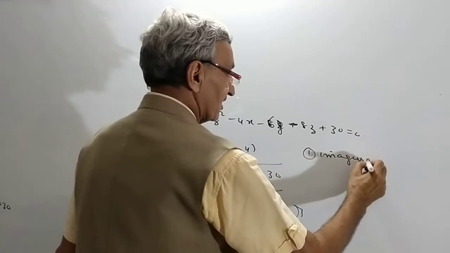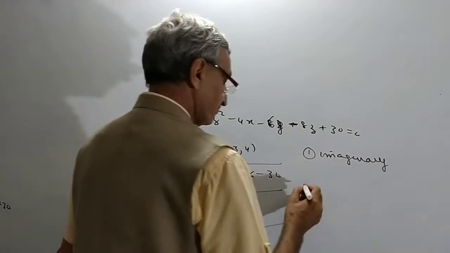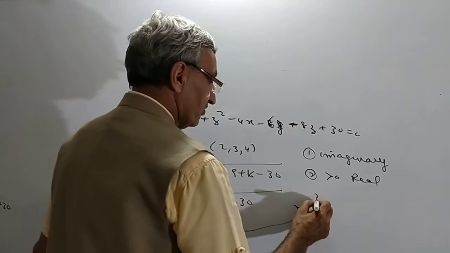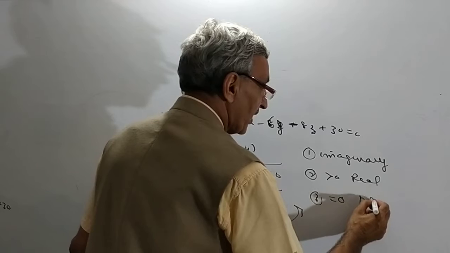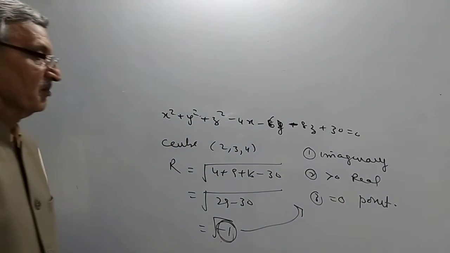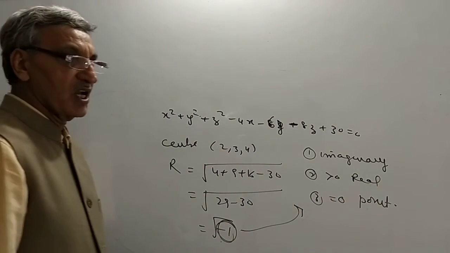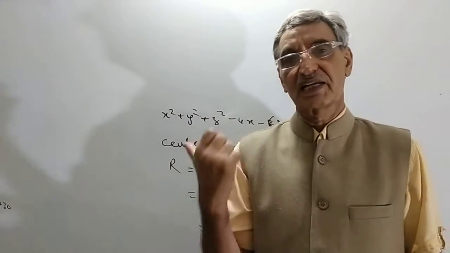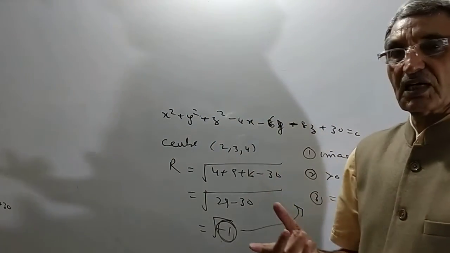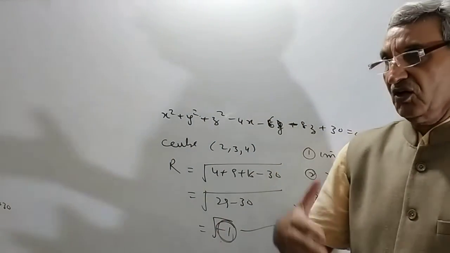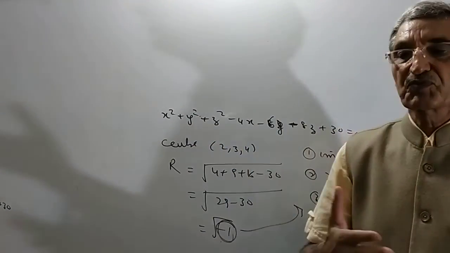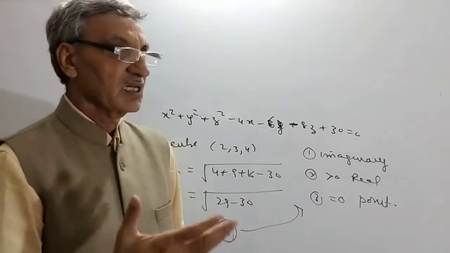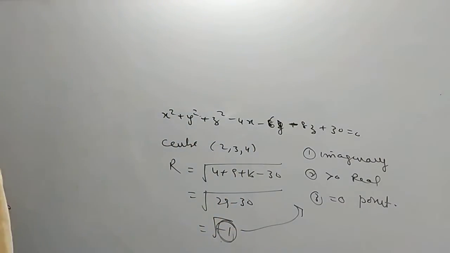When you find the radius squared is negative, it is imaginary. When you find it is positive, it is a real sphere. When you find it is equal to 0, it is a point sphere. A point sphere is that sphere which has radius equal to 0. So it has been asked in NDA whether the sphere is an imaginary sphere, a real sphere or a point sphere. So this has been asked.